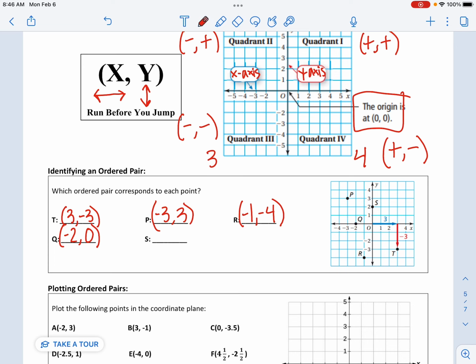And then with our S, we can't move on the x-axis at all. We just go straight up, which is a positive 2. So this one, since we didn't move on the x-axis, it's 0, comma 2. Just like that.